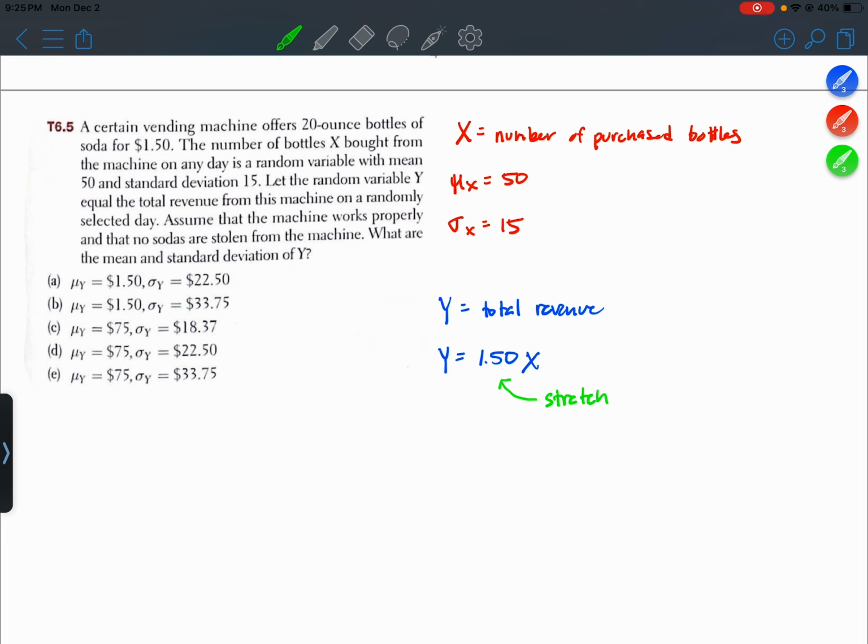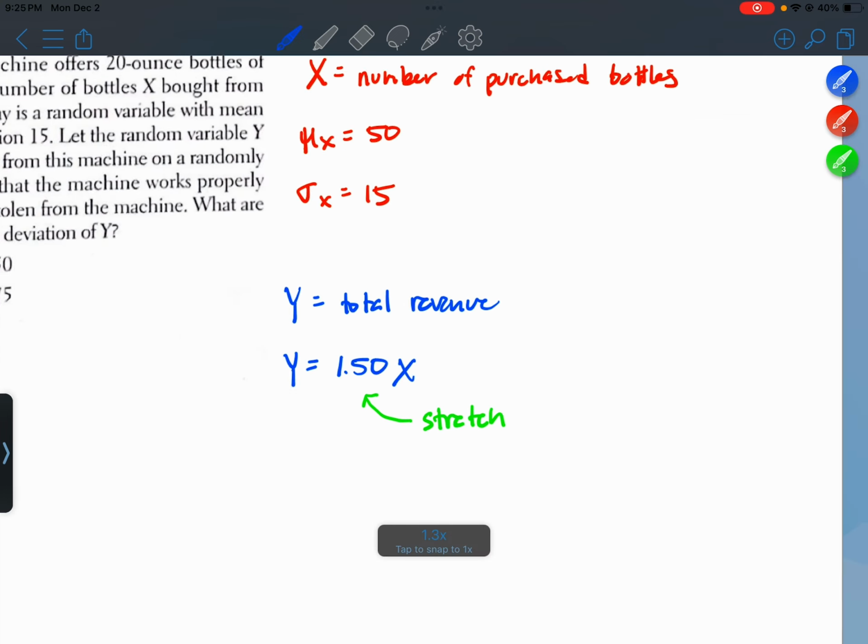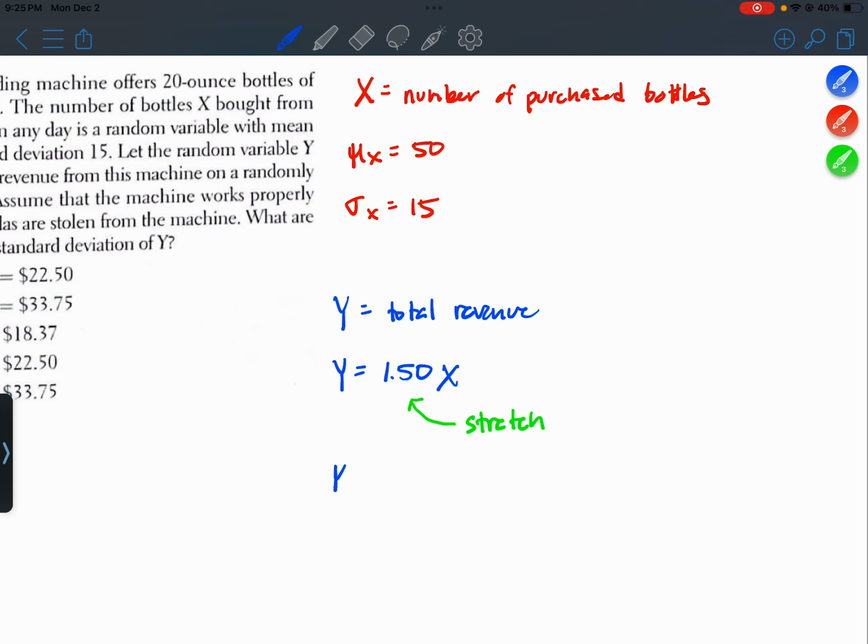All right, so the question is, what are the mean and the standard deviation of Y? Well, the mean of Y is going to be 1.50 times the mean of X. So 1.5 times 50, that's 75. And that makes sense, right? If on average the machine sells 50 bottles, then on average it's going to be producing $75.